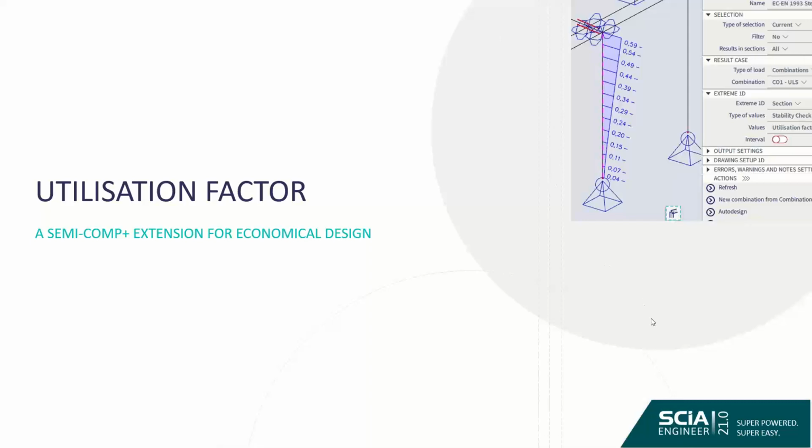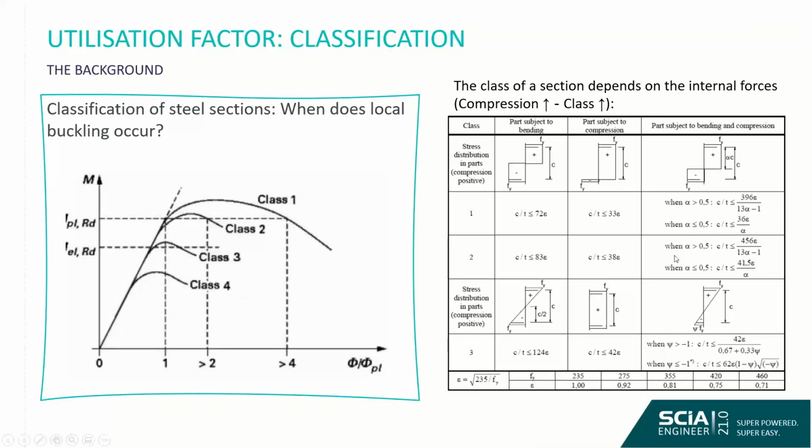Let's jump into the utilization factor. The utilization factor is a part of the Semicon Plus project, which is an extension onto the current existing Eurocode. To fully explain what this utilization factor is and what it does, I will take you back into the entire background, and the background starts with the classification of steel sections. I assume that most of you know it, but I will still explain it to be sure.